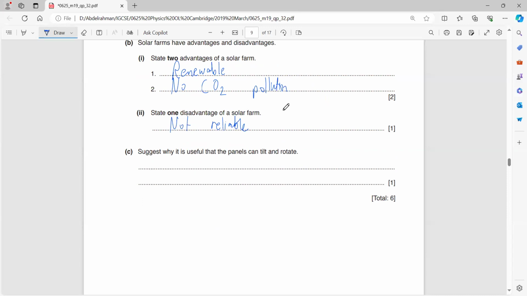Why is it useful for the panels to rotate? To track the sun, to absorb more sunlight to make electric energy. To track the sun and face the sun more, whatever. Okay. Or rather than track, to follow the sun would be better.